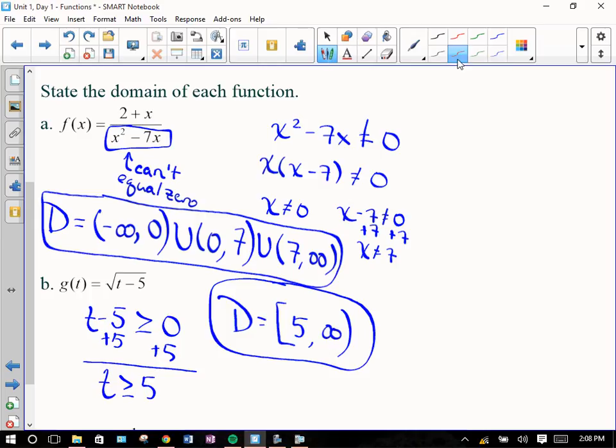Alright. I do want to make sure one thing real quick. Do you guys know when you're solving an equation what you're supposed to do if you have inequalities like this and you divide by a negative number? For instance.